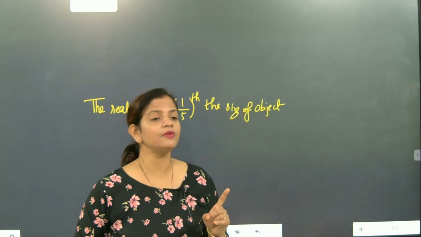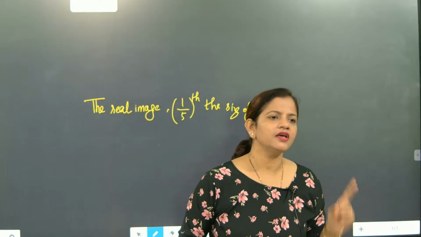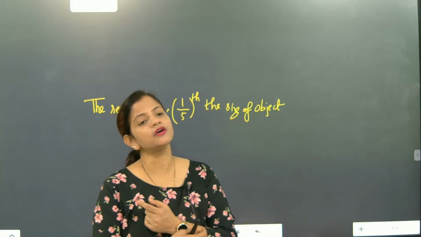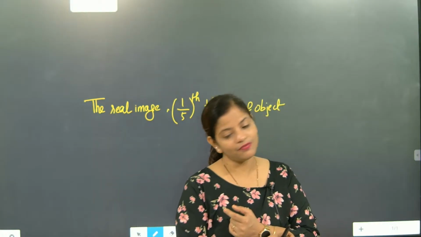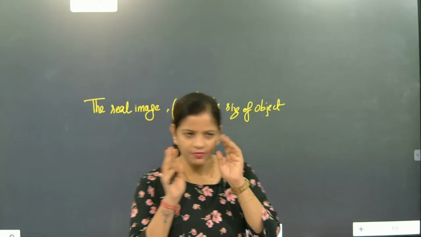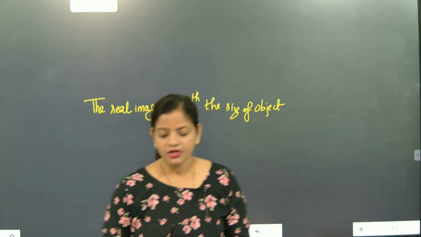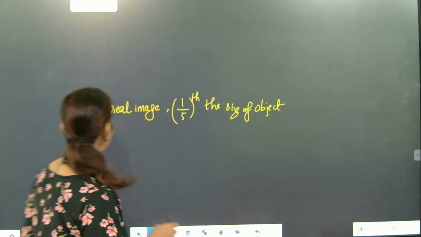Only one location will be there where it is virtual and erect. And that location is what, beta? That location is between F and P. Understood? So here that means it can be any answer for us. Got it? Now beta, here another important checkpoint they have given.